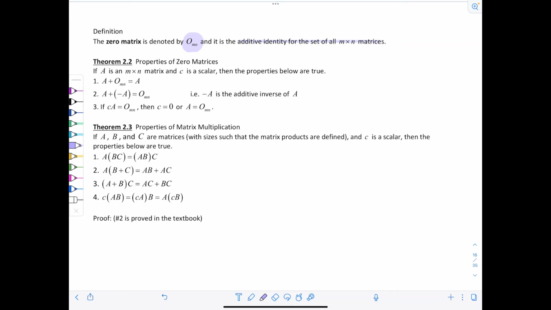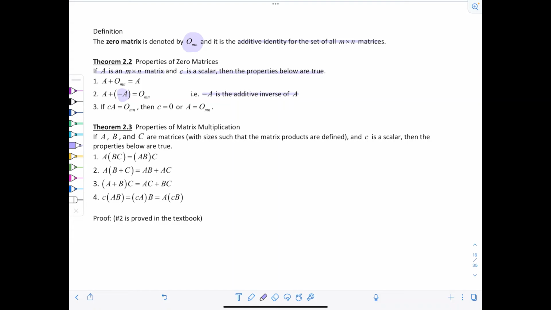Okay, so here are some properties of zero matrices. If we have A, which is an m by n matrix, and C is a scalar, then the properties below are true. A plus the zero matrix is equal to A, just like with real numbers. A plus the opposite of A gives you the zero matrix. The opposite of A is also called the additive inverse of A, okay? All the terms would have the opposite sign. And 3, if a scalar C times A equals the zero matrix, then either C is 0 or A is the zero matrix. So you have a zero product property situation going on.